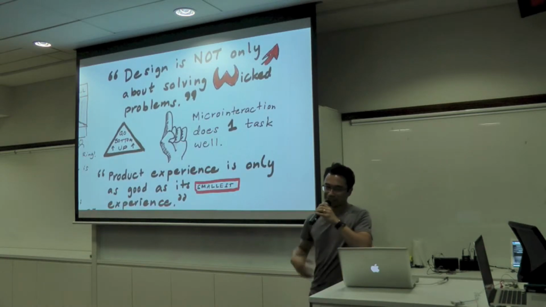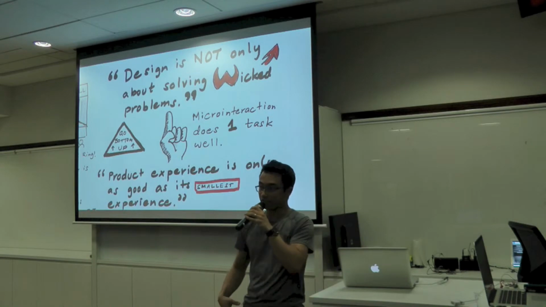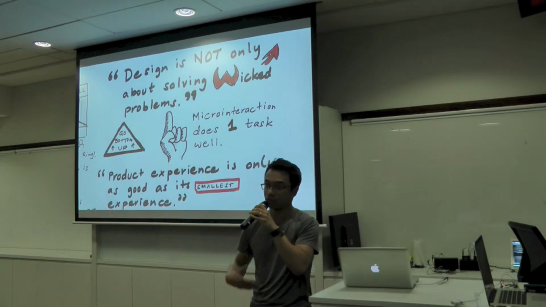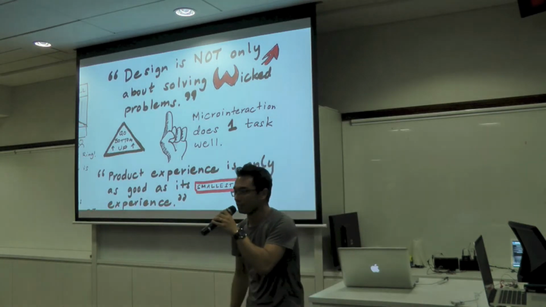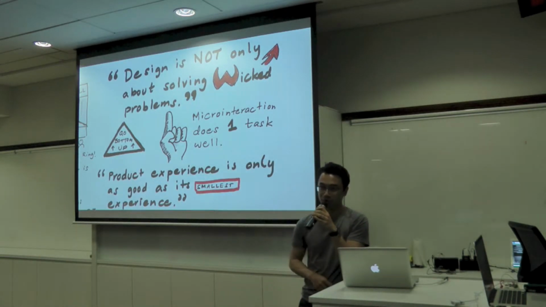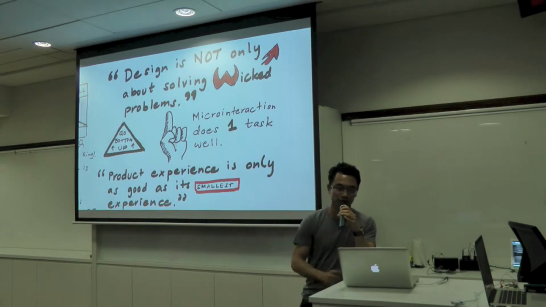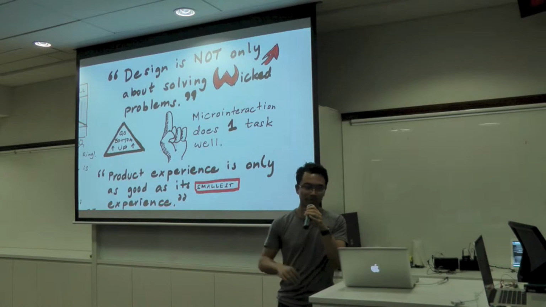So Dan basically said, design is not only about solving massive world problems, not just about solving world poverty or hunger or whatever. It's actually about thinking small. Some of the little details that you sometimes miss out in a solution. It's all about going bottom up.